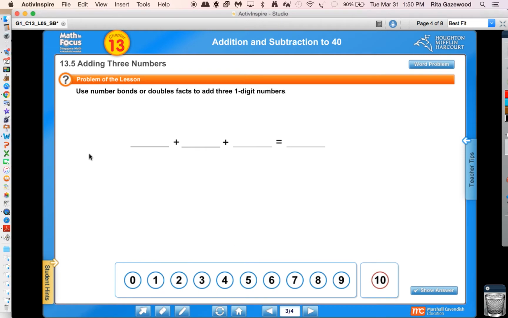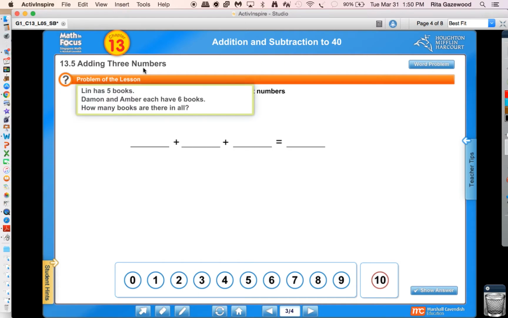In this activity, we're going to use number bonds or double facts to add three numbers. So let's begin with the word problem. Lynn has 5 books. Damon and Amber have 6 books each. How many books are there in all? So Lynn has 5, Damon has 6, and Amber has 6. So how many books are there in all?